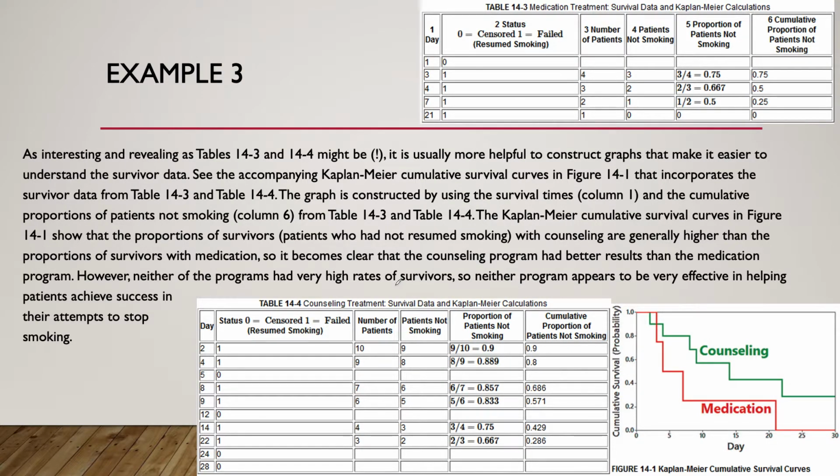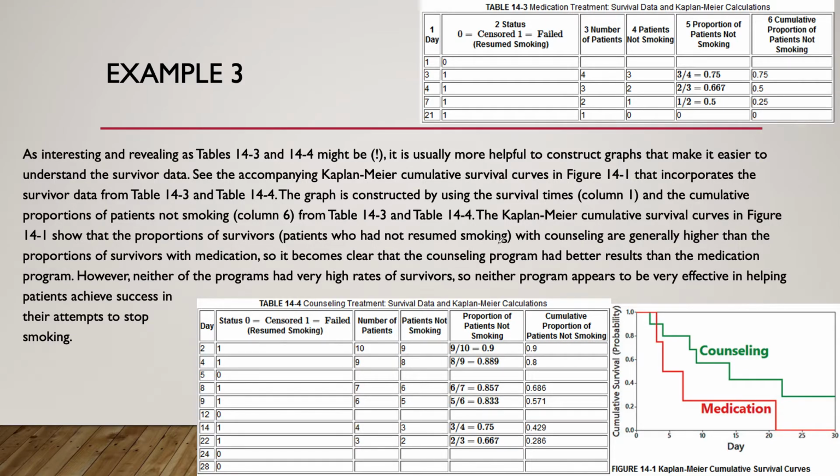And then this last example. As interesting and revealing as tables 14.3 and 14.4 are, it is usually more helpful to construct graphs that make it easier to understand the survivor data. So see the accompanying Kaplan-Meier cumulative survival curves in figure 14.1 down here that incorporates the survivor data from table 14.3 and 14.4. The graph is constructed by using the survival times, column 1, and the cumulative proportions of patients not smoking, column 6, from tables 14.3 and 14.4.